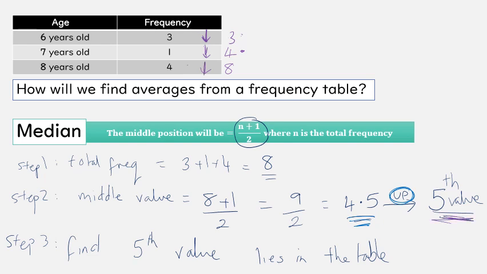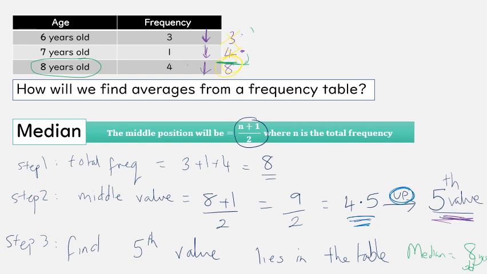So where is the fifth person? Well, they're not going to be in the first 3 here. And they're not going to be the next one because we're then at 4. But they will be in this next one here. Okay, we've gone from 4 to 8. Well, that's where the fifth position lies, doesn't it? Between 4 and 8. And where are those people there? In this group here, 8-year-olds. So the median for this is 8 years old.